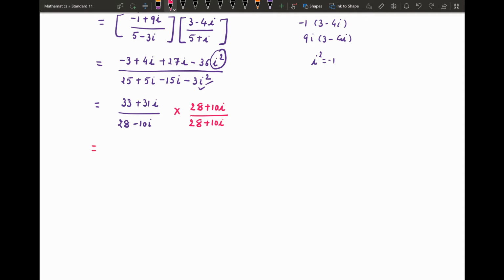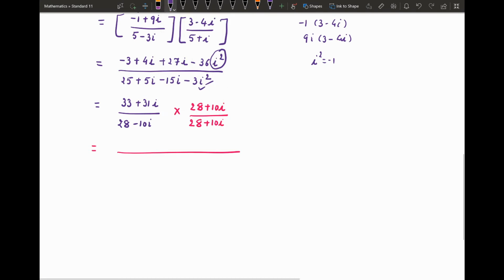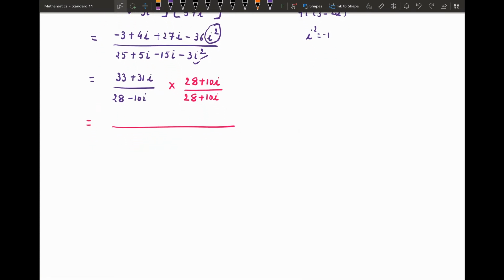Now in the denominator, 28 into 28 is 28 square, so 784, minus 100i square. X plus y into x minus y gives x square minus y square.